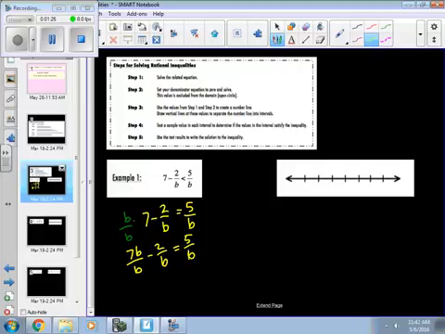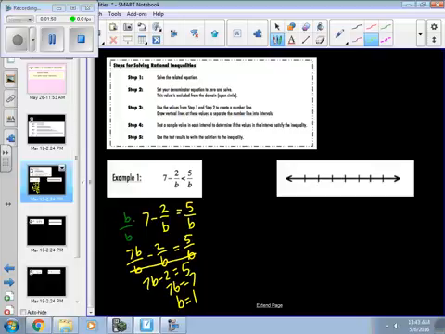Now that we have everything with that common denominator, if we were to multiply through by b, all these denominators cancel out. We can just solve the numerator. So we have 7b minus 2 equals 5. Adding 2, we get 7. And dividing by 7, we get 1. So that tells us 1 on our graph is going to be a point of interest.